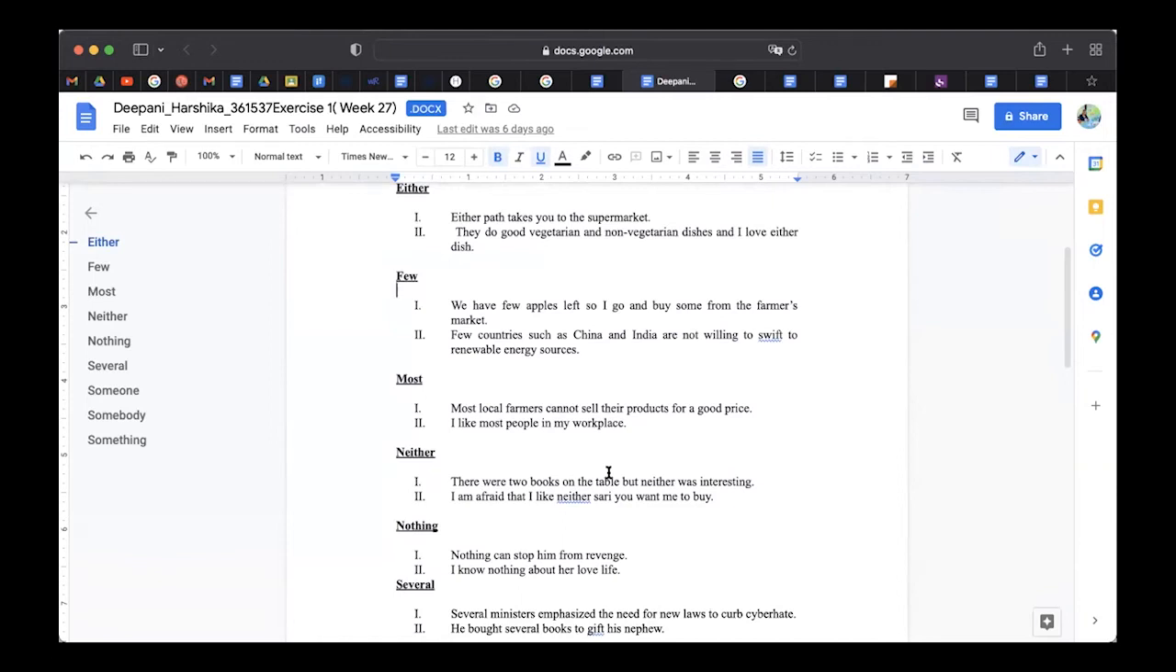We have few apples left, so I go and buy some from the farmer's market. A few countries such as China and India are not willing to switch. Was that switch, Dipani? Yes, ma'am. Spelling mistake. Okay, they're not willing to switch to renewable sources of energy, not renewable energy sources, renewable sources of energy. Okay, ma'am.